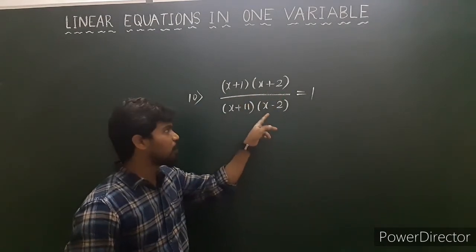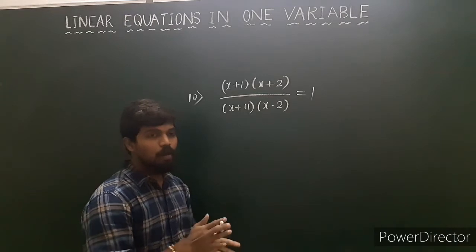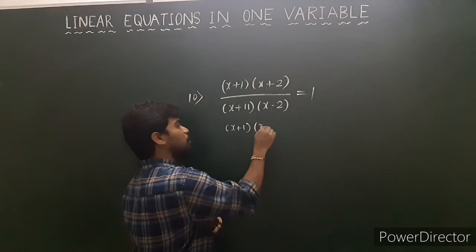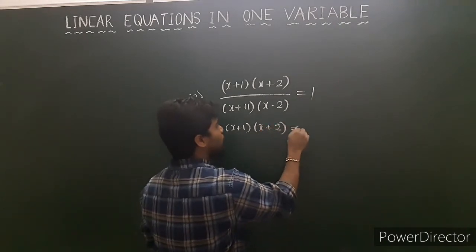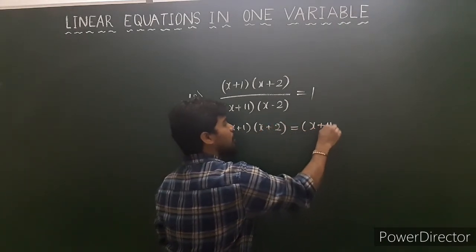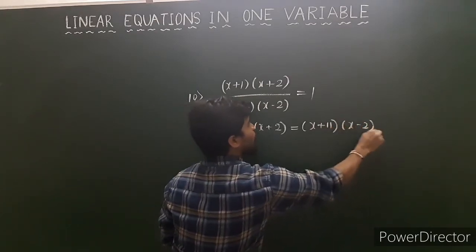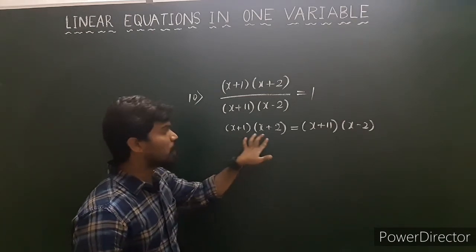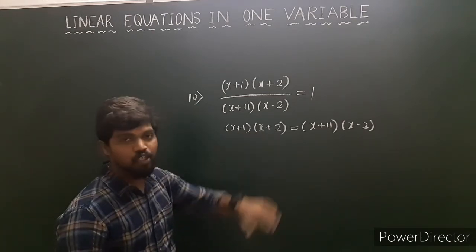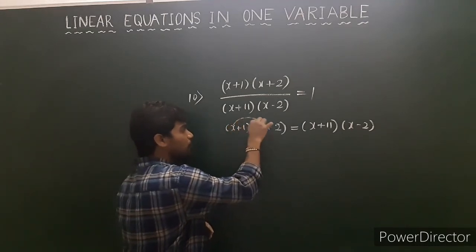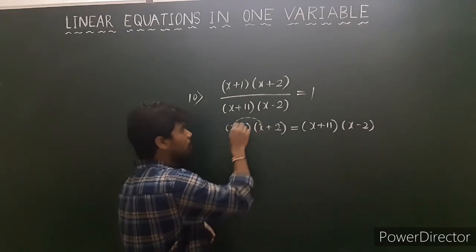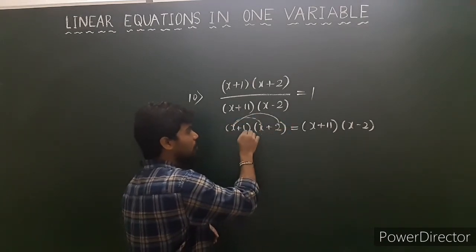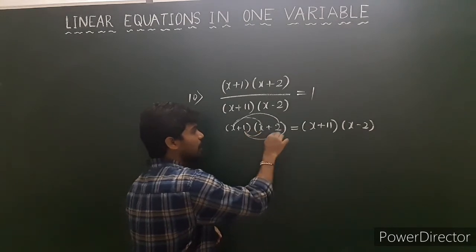Next problem. x plus 1 into x plus 2, divided by x plus 11 into x minus 2, equal to 1. So this problem you go through cross multiplication. So x plus 1 into x plus 2 equal to x plus 11 into x minus 2. Now multiply x plus 1 into x plus 2. So first to first you get x square. First to second, that is x into 2x. Second to first, second to second.